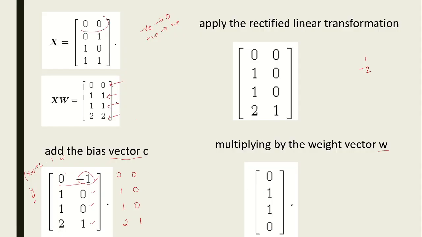So what it means is that when the input is 0 0, the output is 0. When the input is 0 1, the output is 1. When the input is 1 0, the output is 1. And when the input is 1 1, the output is 0. So that is the interpretation we have.